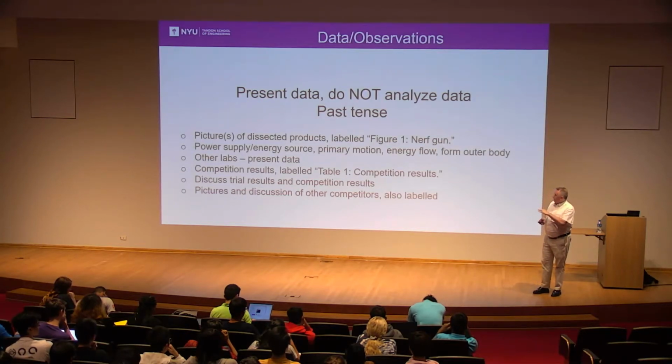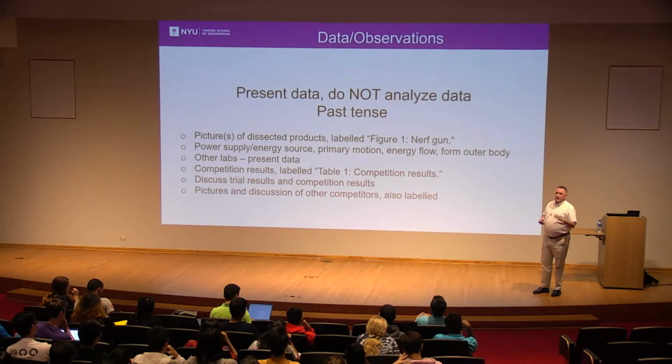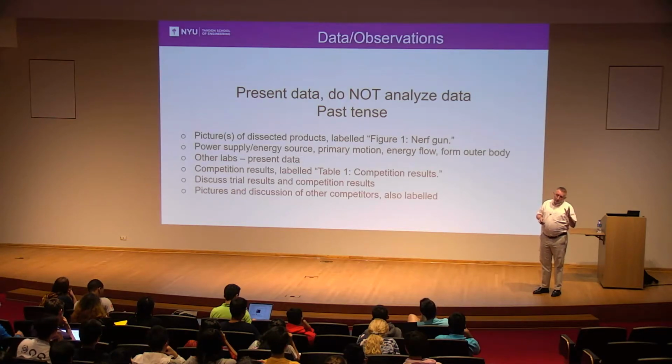So you present your data for a competition results. You would have a table, that table that I just talked about, labeled like so: Table 1, competition results. You would discuss the trial results and the competition results. If you have pictures of the other competitors, generally students don't have that, but if you do, they would be here, they would be labeled, and you discuss them. But when I say you're presenting your data, what I mean is the following.